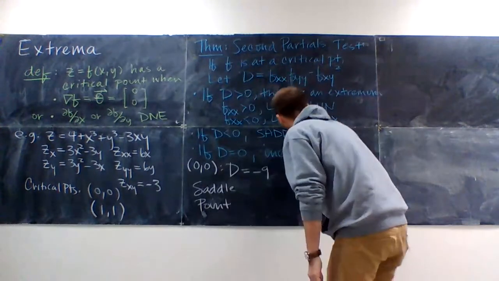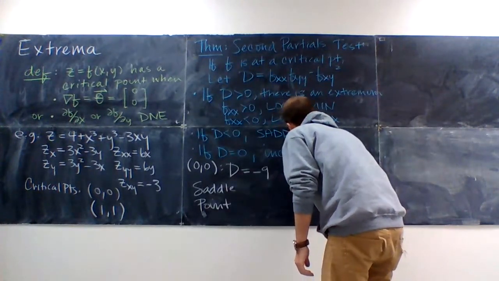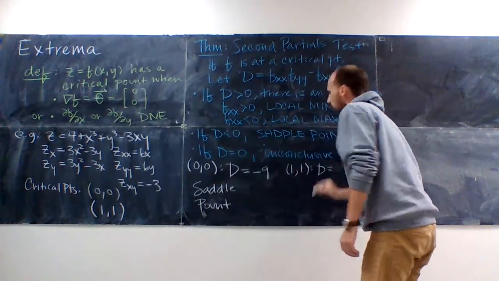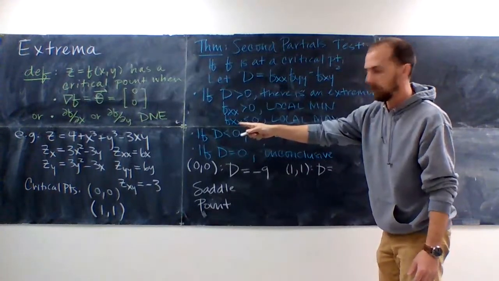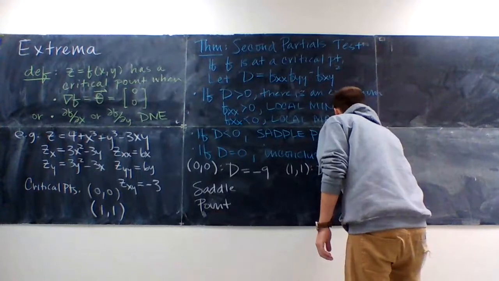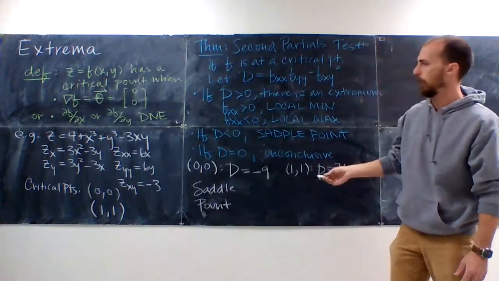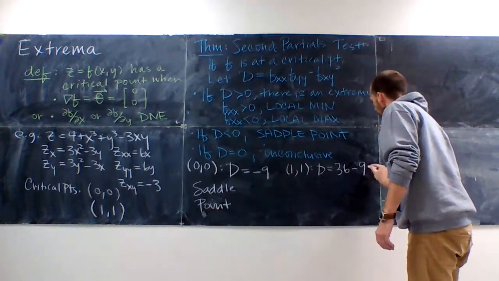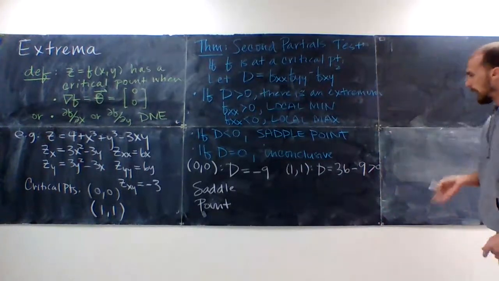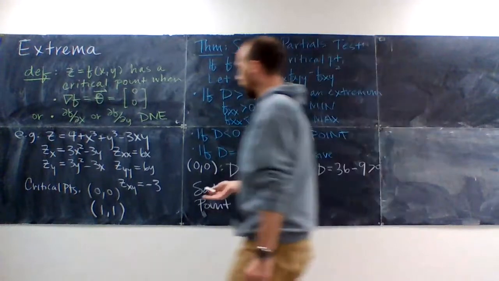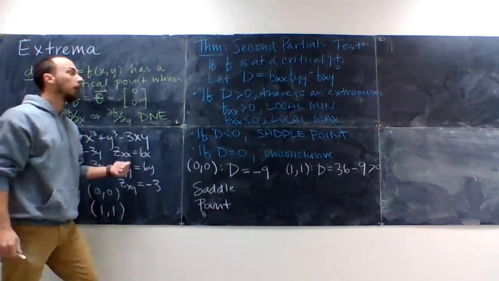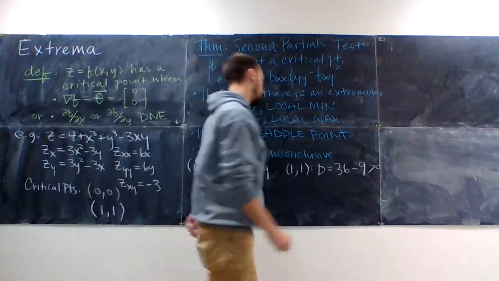All right, so at the point where x is 1 and y is 1, I'm going to kind of do the same thing. Fxx is going to be 6. Fyy is going to be also 6, so that'll be 36 minus fxy squared is going to be 9. And that's a positive number. So I know I have an extremum. Now, I need to go over to fxx, and at the point I'm interested in, fxx is 6, which is a positive number. So if I have a positive number, I'm at a local minimum.